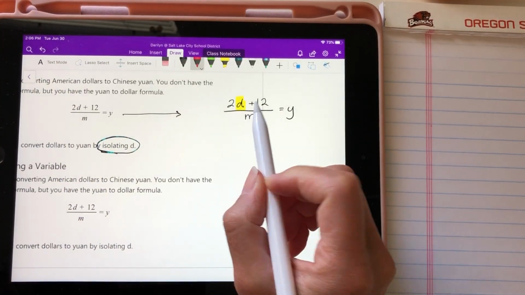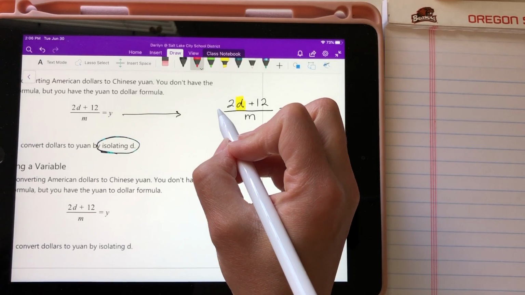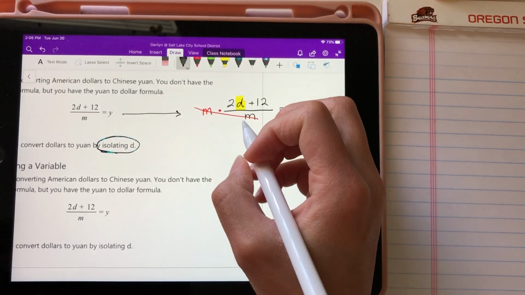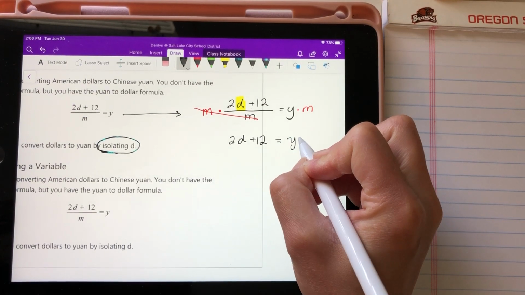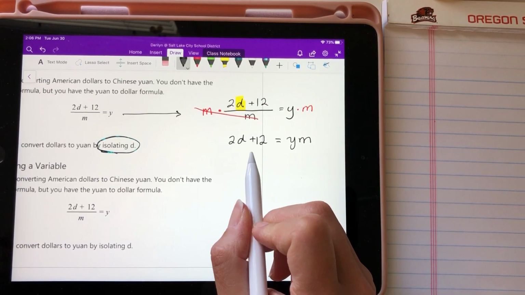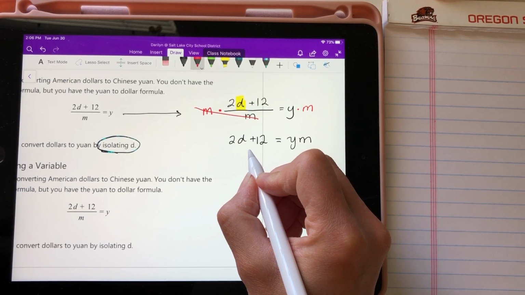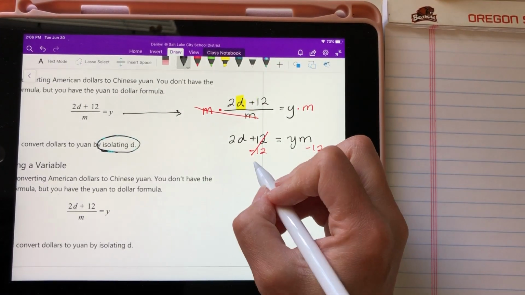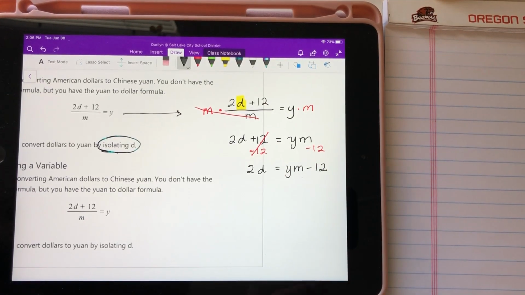So the m is the farthest thing away, and right now it's being divided by m. The opposite of division is multiplication, so I'm going to multiply both sides by m. That will cancel that out, leaving me with 2d + 12 = ym. Next thing is this 12 is the next farthest thing away, so it's being added. The opposite of addition is subtraction, minus 12. What you do to one side, you do to the other. So then I get 2d = ym - 12.